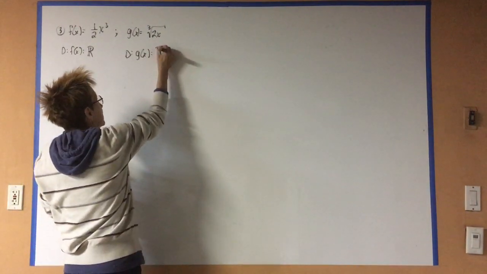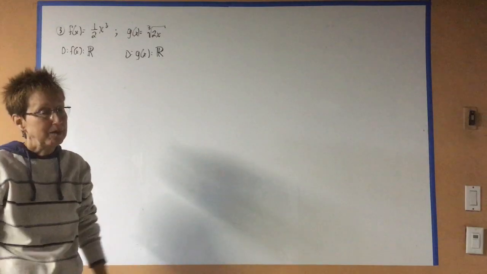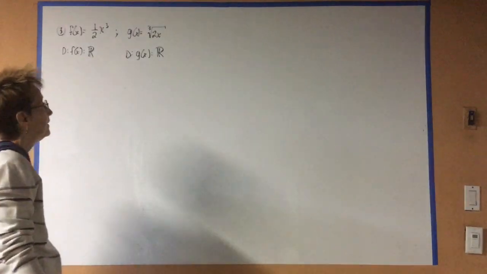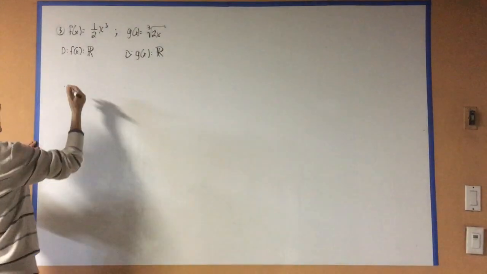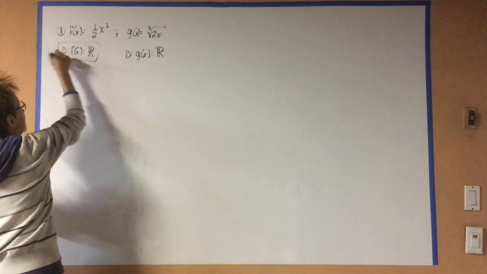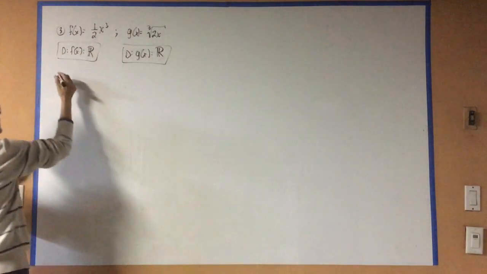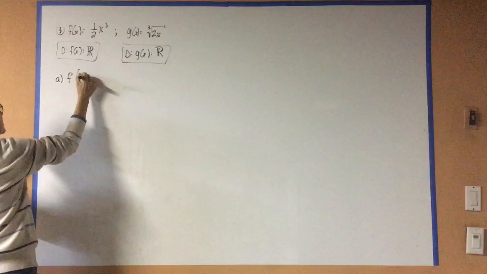This is all real numbers. x can be anything, positive or negative, it doesn't matter. So that's nice. So there's my two domains of these guys. So now I'm going to go figure out f of g of x.